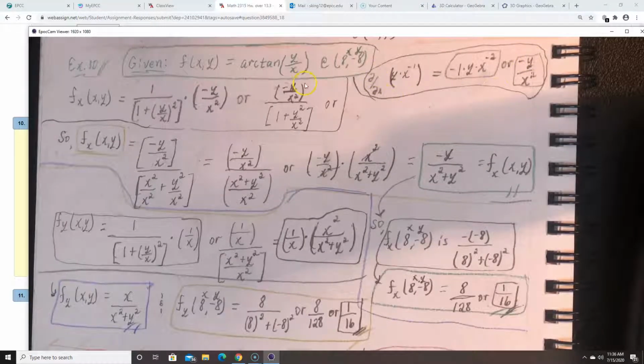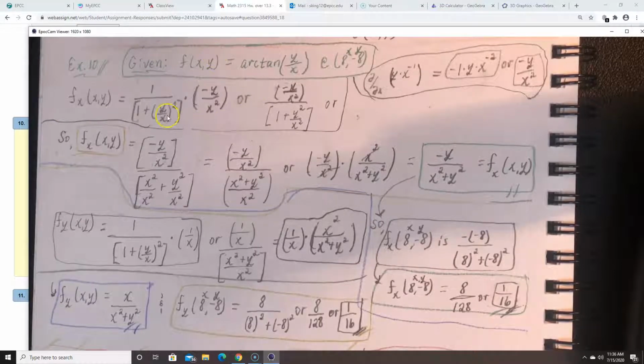That's just the derivative of the inner function, this part. So now I did that on the side. Now we're going to move that over here. So what's the derivative of arctangent of this inner expression? 1 over 1 plus the inner expression quantity squared times the derivative of the inner expression with respect to x, which is this over here. So that's why we have the times negative y over x squared. This is the partial derivative of f with respect to x.